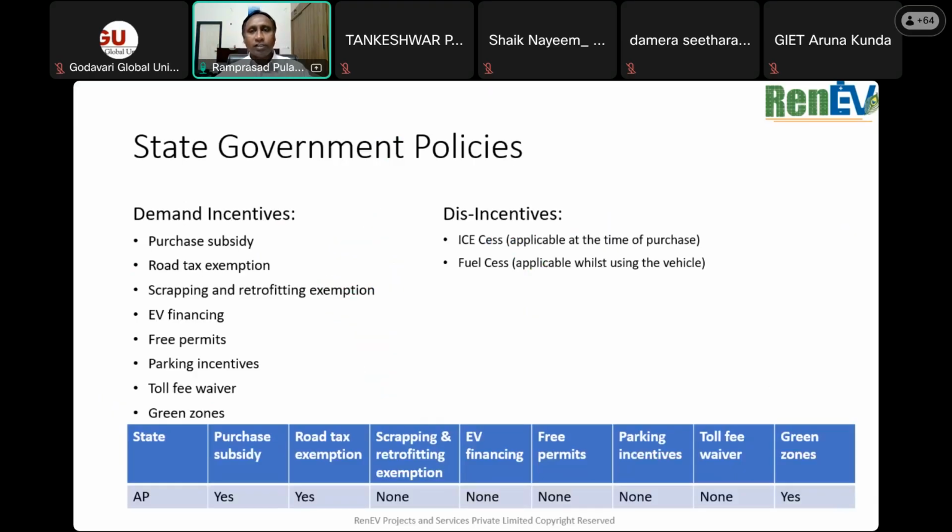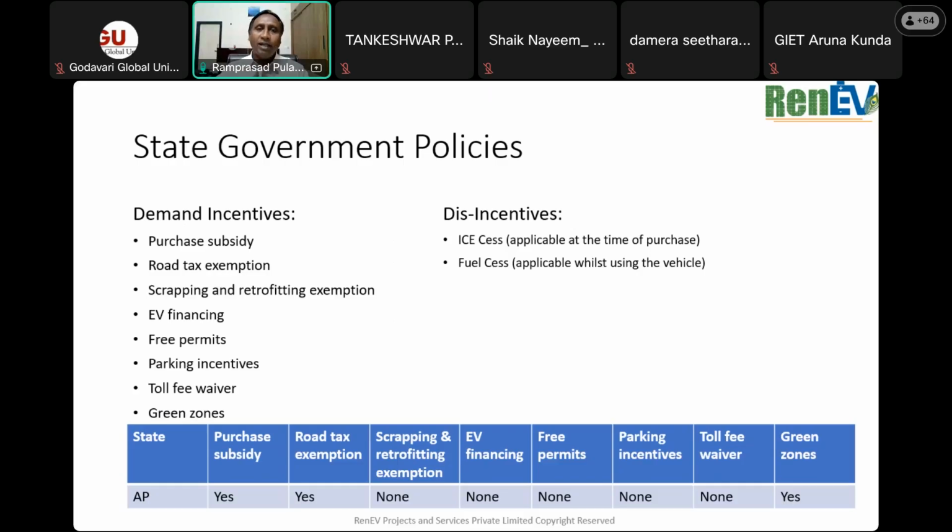State government policies, demand incentives. There are demand incentives as well as disincentives. Let us see what the demand incentives are. Incentives are provided to increase consumption. It acts as a catalyst. If any chemical engineer is there in this group, we know what a catalyst is. What is the function of a catalyst in a chemical reaction? It enhances the speed of the reaction.